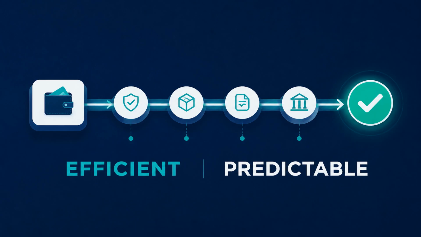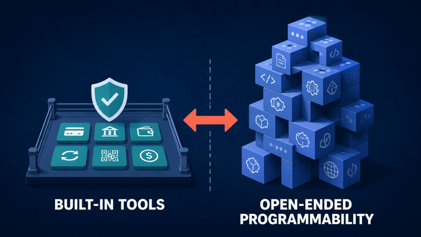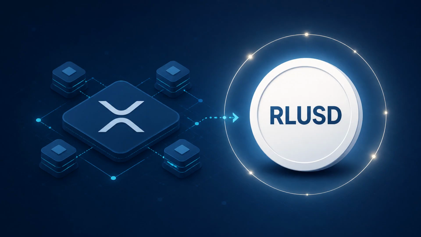That narrower design can make common payment operations efficient and predictable. The trade-off is that developers do not get the same style of unrestricted base layer programmability found in large smart contract ecosystems. Now we can explain RLUSD.